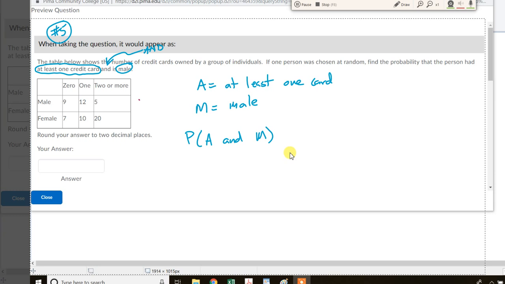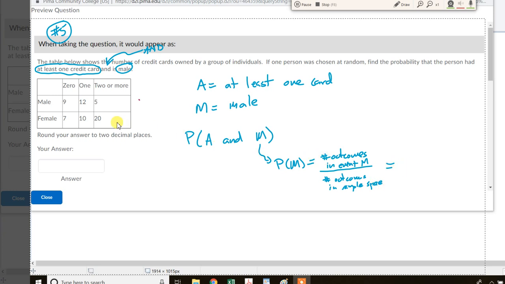Now, can I just take the probability of A and multiply it times the probability of M? Can I get the probability of M? What would be the probability of M? If you remember your probability definitions, it's going to be the number of outcomes in the event M, and the event M just means that person's male, divided by the number of outcomes in the whole sample space. And the sample space is everybody, the set of all outcomes.